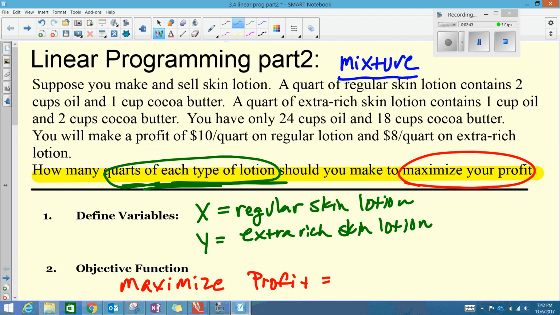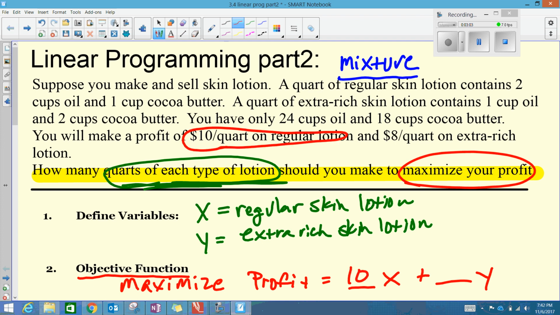So right now we can also make our objective function equation because we know it's based on profit of X and Y. So we're going to say, what is the profit that we make on X, which is regular skin lotion, and we make $10 a quart profit on regular skin lotion. So our profit equation is going to be 10X plus $8 a quart on extra rich, so plus 8Y. So now we've taken care of those numbers, so we're going to mark those off. We're not going to use those anymore.